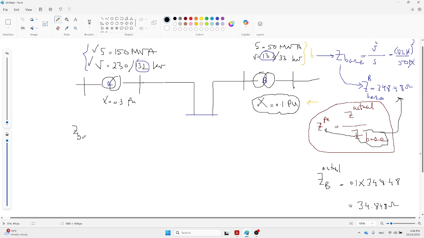Z base for part A, or transformer A, is voltage, the same voltage I just put, 132 kV to the power of 2. So I cancel the k by the M, which is 150 MVA. The M also cancels. So the final value here is 116.16.